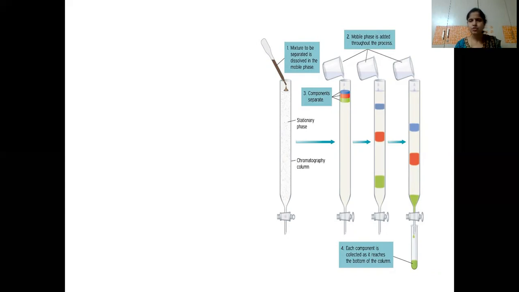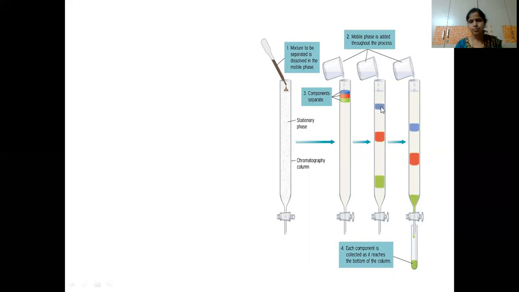One is adsorption and the other is solubility. You can see this light yellow-green colored component has traveled to a larger extent. Why has it traveled to a larger extent? Because it is more soluble in the mobile phase. Because the green component is more soluble in the mobile phase, it is traveling all along with the mobile phase. Then comes the red one. The red component has lesser affinity or lesser solubility towards the mobile phase.